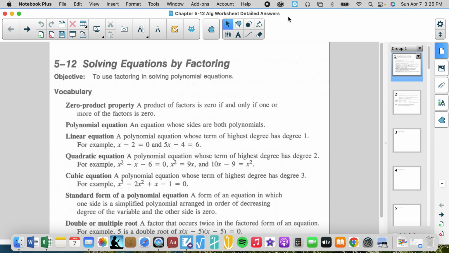So you're probably asking yourself, Mr. Mac, why am I doing all this factoring? Why am I turning all these addition and subtraction problems into multiplication problems? Well, we're going to use what we see here, this vocabulary, the zero product property. A product of factors is zero if and only if one or more of the factors is zero.